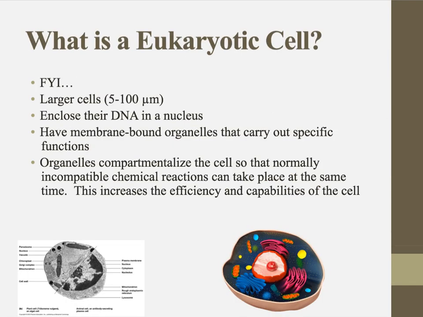Because now we need to move on to the eukaryotic cells. These are the cells that people just love to talk about because they're more interesting. They've got more stuff going on in here. They're bigger, they have a nucleus, they have membrane-bound organelles, and they're compartmentalized, so that reactions can take place at the same time in different places. That's a big deal. That increases how efficient our cell is and also what it's capable of.